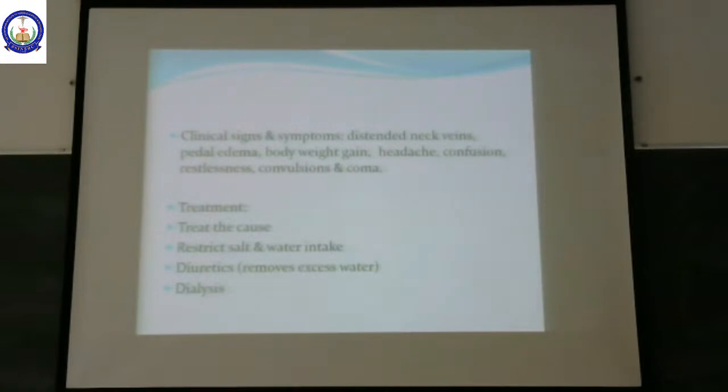How do you identify this overhydration? You can see that the neck veins will be distended. You can see that there will be pedal edema, that is fluid retention in the foot, they appear swollen, increased body weight, headache, confusion, restlessness, convulsions, and coma. These are some of the ways you identify overhydration.